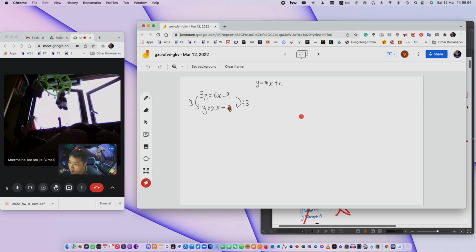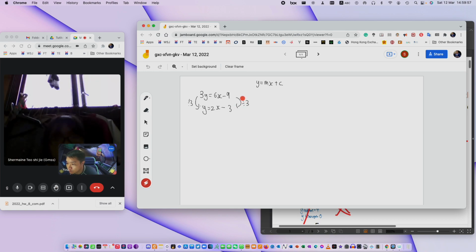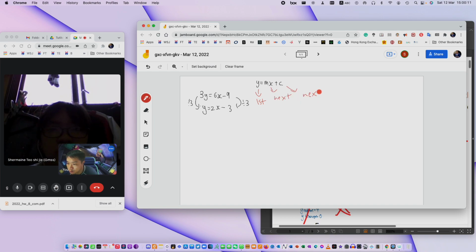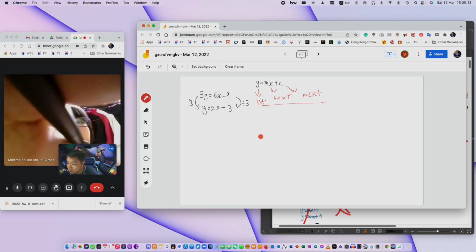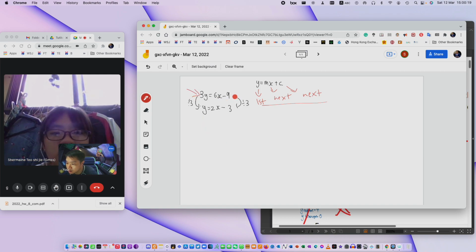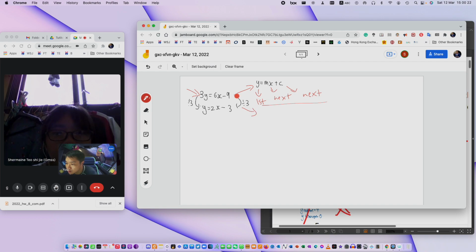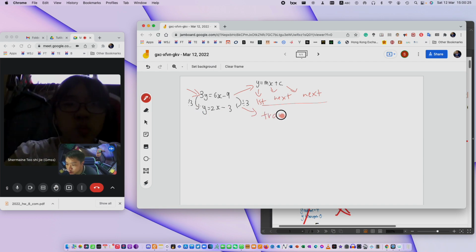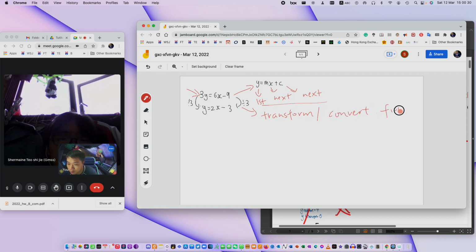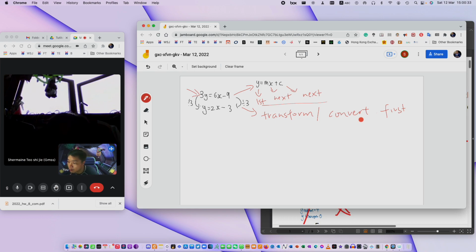Yes, this is the right way. You have to compare this to this exactly. What comes first? Y. Y comes first. mx next. c next. You have to follow this format. If your given question is not in this format, you have to divide by 3 here. Divide by 3 is called a transformation. You have to transform or convert it to the format first. We talked about this, right? Am I right? Yeah. Okay, good.